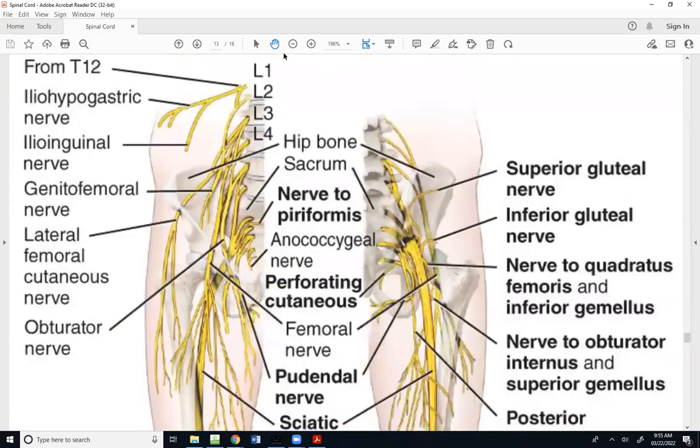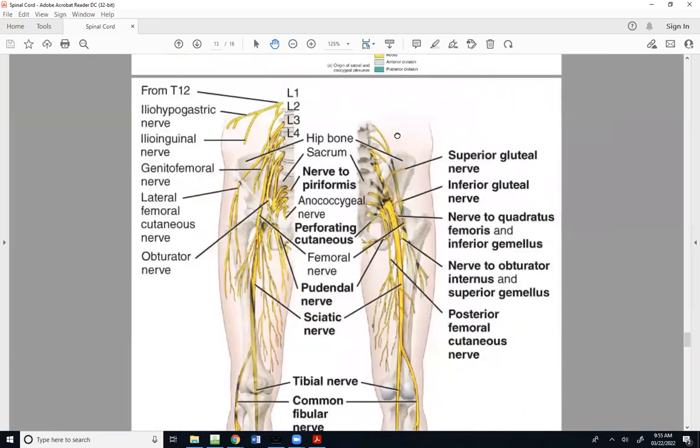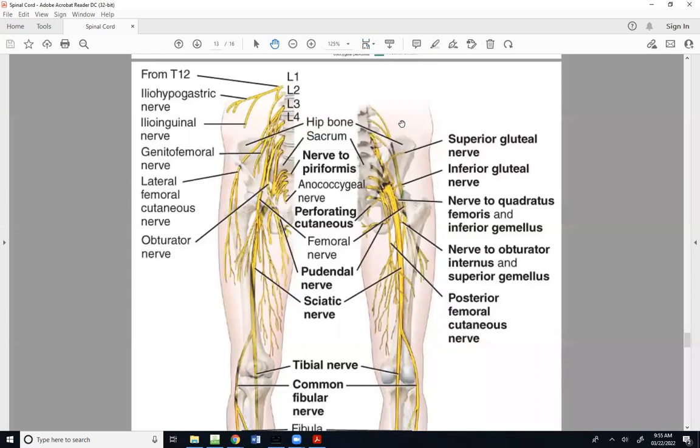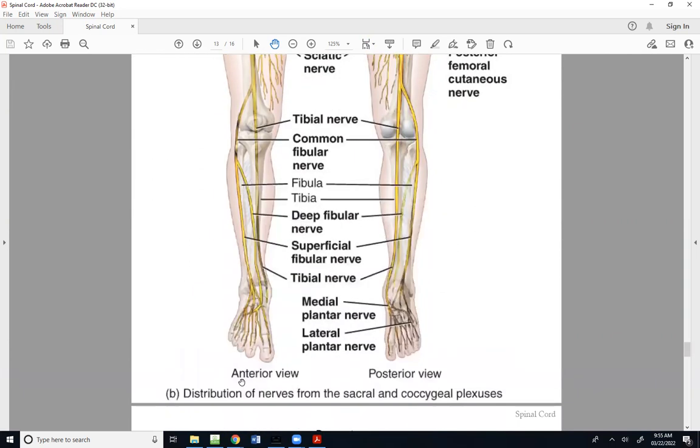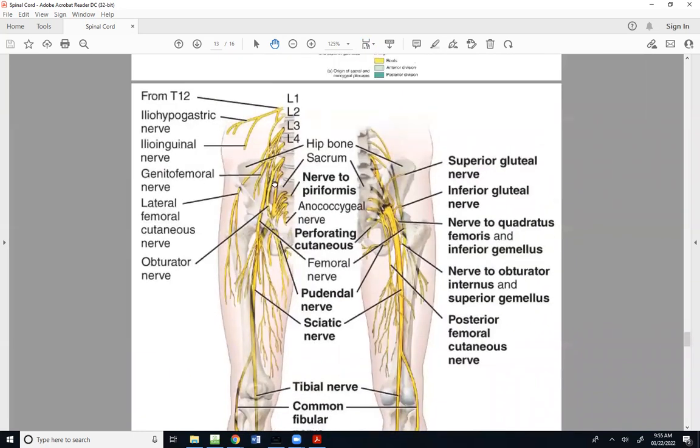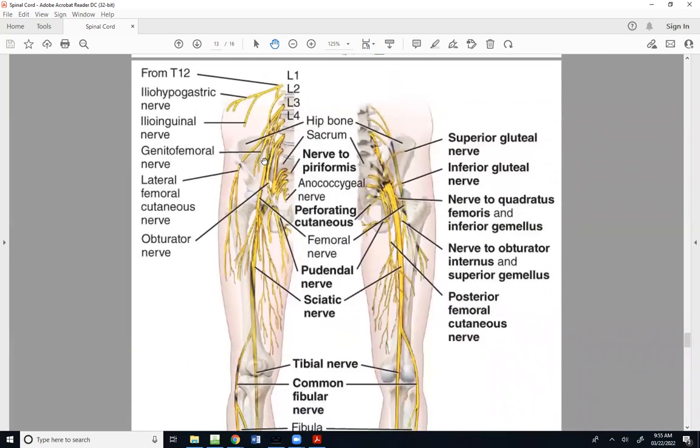Now we can actually talk about what I want you to highlight or star. So I'll just start here on the left side and I'll do these, and then I'll get to the middle, and then I'll get to the far right. Keep in mind, this is the anterior view. The figure on the right is the posterior view. And we're highlighting stuff not just from the sacral and coccygeal plexuses, but also from the lumbar plexus.